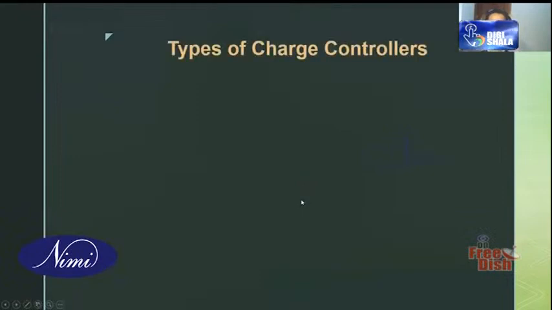So this is what is happening in the battery charging and discharging. Now let us see the various types.